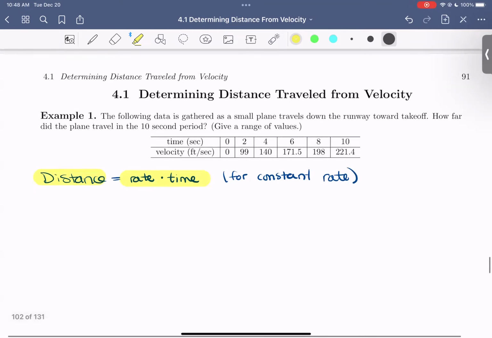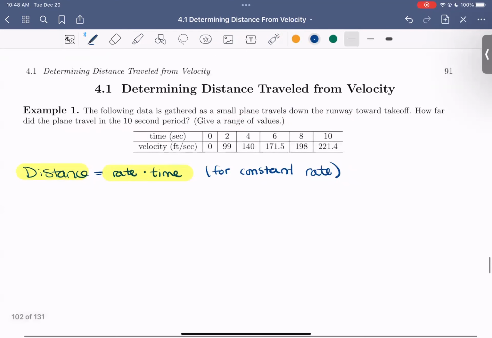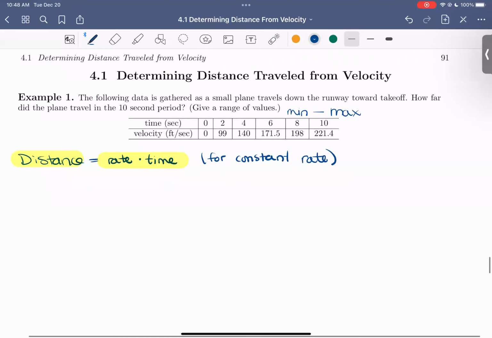So in this problem, example 1, we're told that the following data is gathered on a small plane traveling down the runway towards takeoff. We want to know how far the plane traveled in the 10-second period. Give a range of values, meaning we want to know what's a minimum to a maximum. Like, what's the smallest value that maybe this could have traveled? What's the maximum? We want a range of values. So let's just take a look at this data.